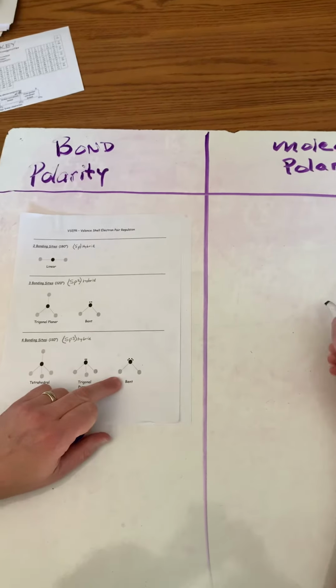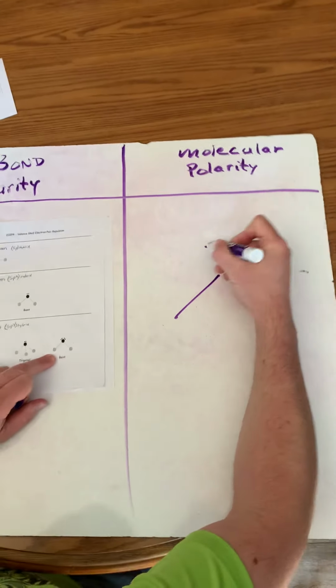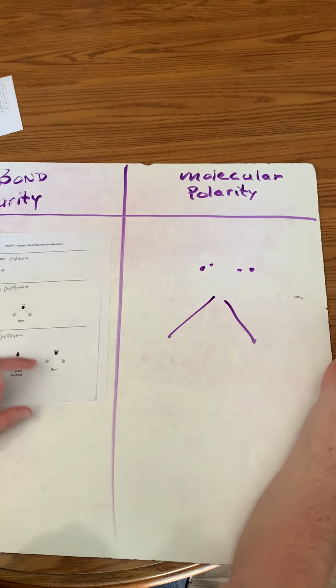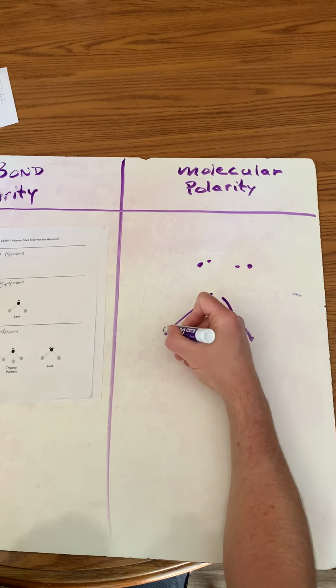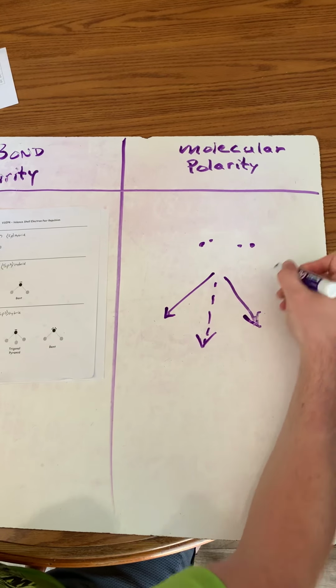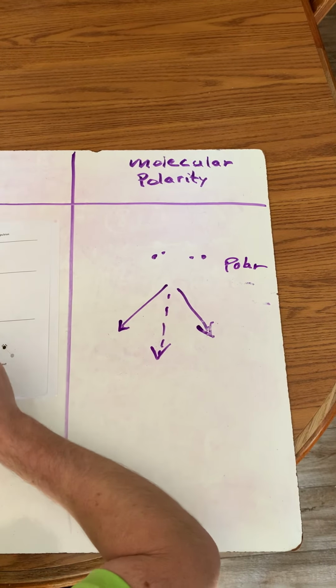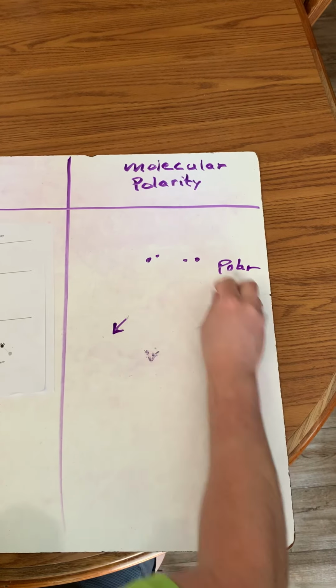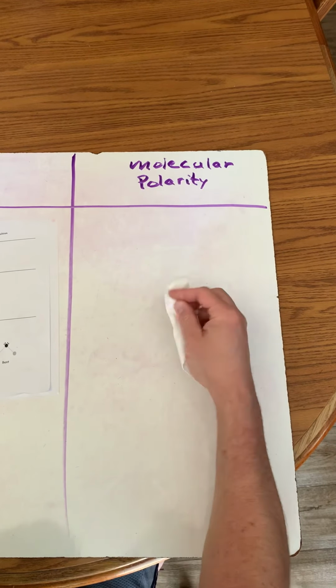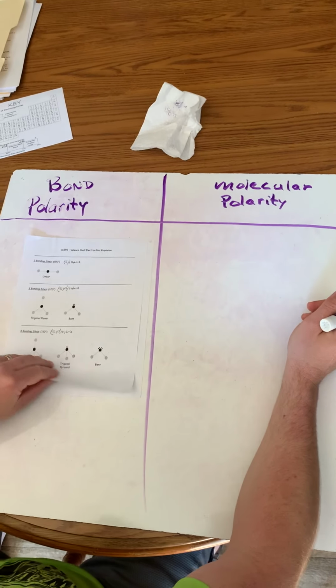Okay, then this one is bent. This is going to be like what water looks like. And I'm pretty sure you guys can see now, if you have a down and away, you have a net down, and that's polar. So when you do the lab and you come up with the VSEPR shape, you can just use my little video here to guide you on whether it's polar or not.